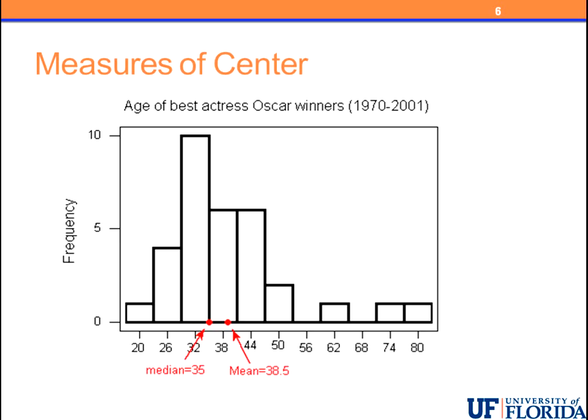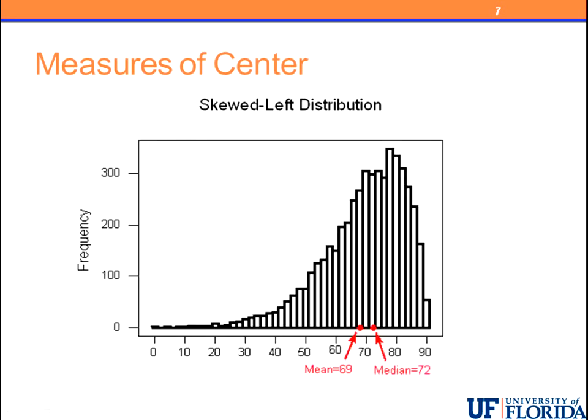Here, for the skewed right distribution of age of Best Actress Oscar winners, the sample mean age is 38.5, whereas the sample median age is 35. In trying to locate the bulk of the data, the sample median tends to do a better job than the sample mean. Similarly, for a skewed left distribution, the sample mean is pulled down. In this distribution, the sample mean is 69, whereas the sample median is 72. Again, the sample median seems to do a better job of locating the bulk of the data.